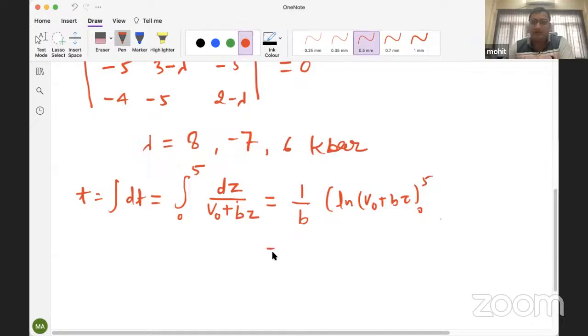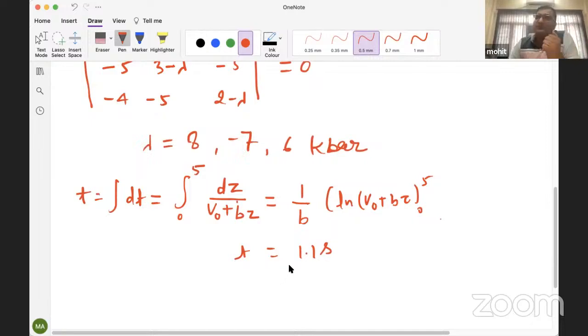So when you solve it after putting in the limits, this t should come out to be around 1.1 second. We have done nothing, just taken the time formula, that is depth divided by velocity. So dz divided by v naught plus bz, from 0 to 5, and then we solve the limits.